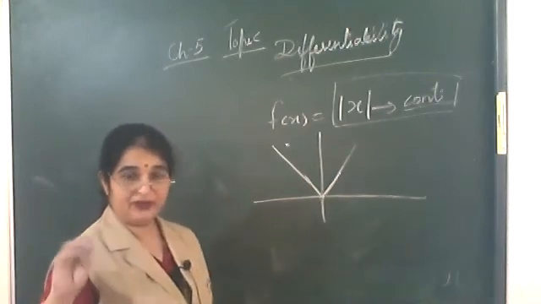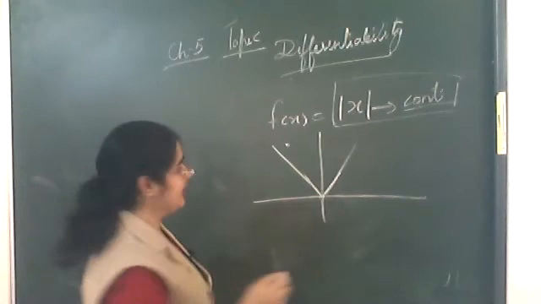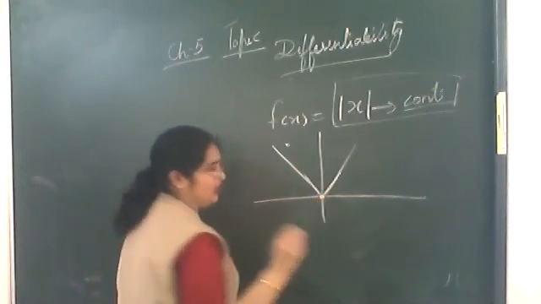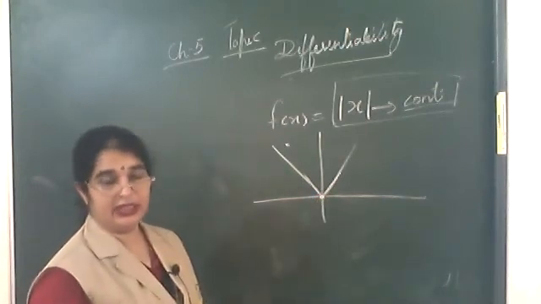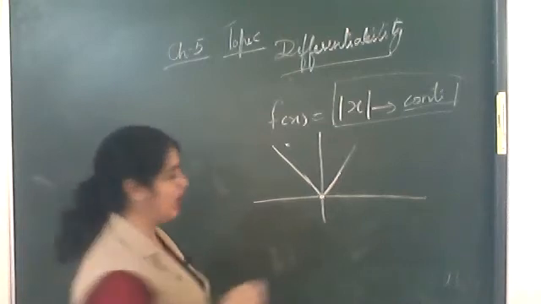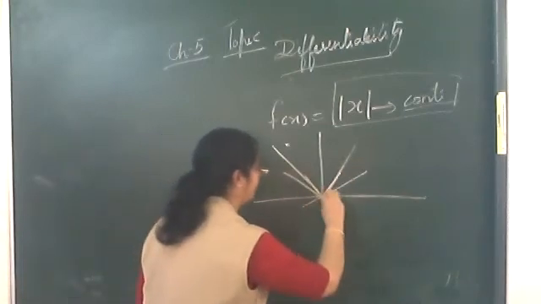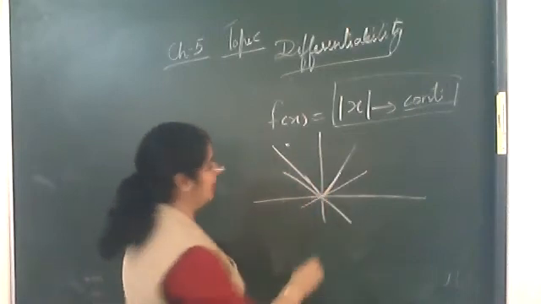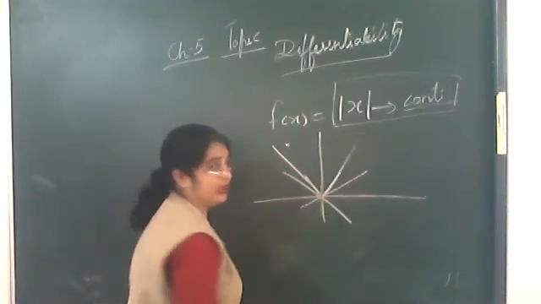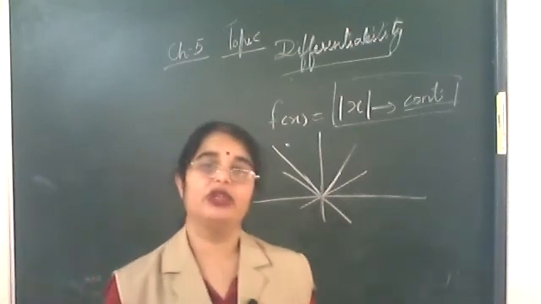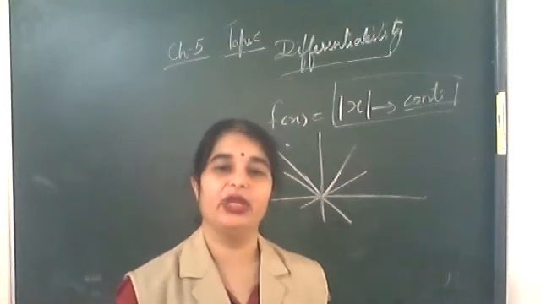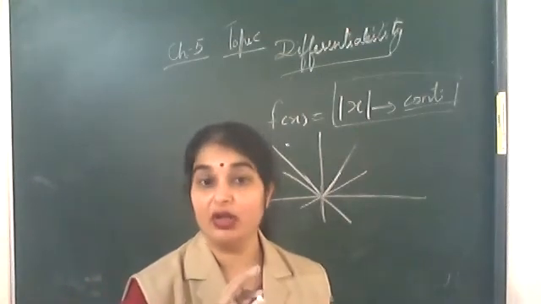But whether it is differentiable or not, just see at this particular point, can you draw a unique tangent? No. How many tangents can you draw? At this point, you can draw a tangent from here, from anywhere. So many. This also will be a tangent. So if you can draw multiple tangents, then we can say this function is not differentiable.